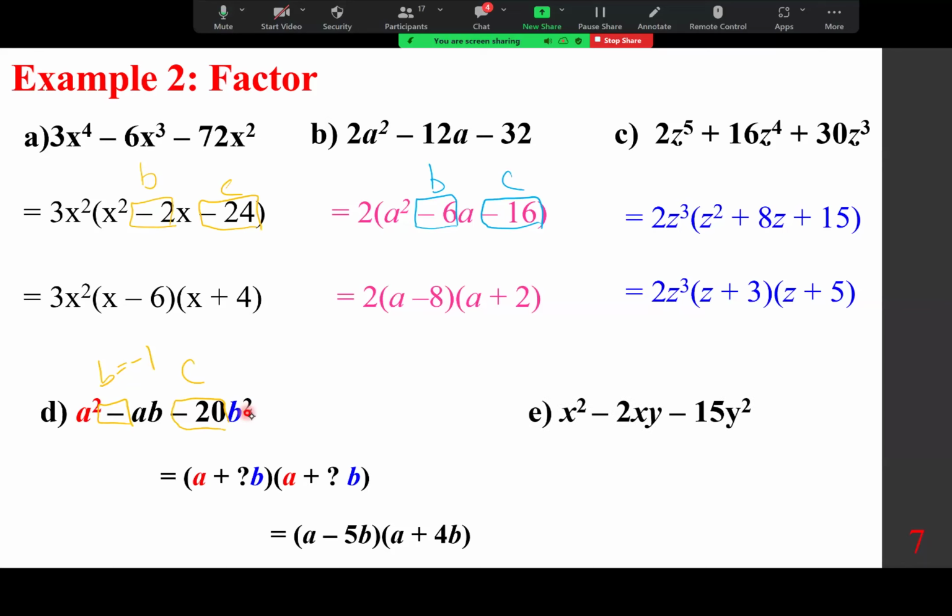So when it comes to this case, again, the same thing. You need the x and you need the y because it's y squared. So if we were to think about what we need, c is negative 15. B is -2. So we want two numbers. The product is -15 and the sum is -2. What are those?